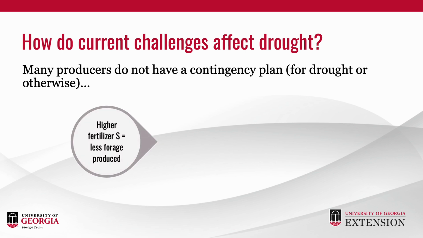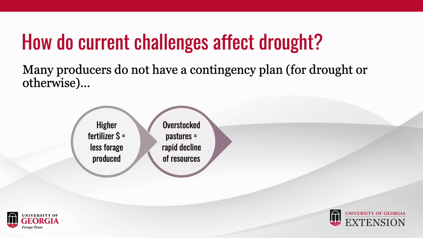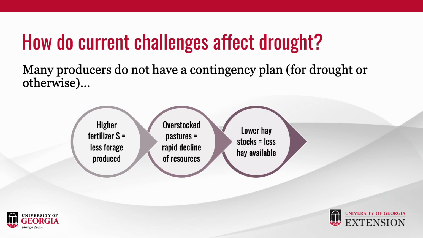As our fertilizer prices are remaining high, we're seeing less forage produced. Our overstocked pastures, especially once we're in a drought, are going to lead to a rapid decline of resources. We know that we have lower hay stocks available throughout the state, especially with the effects of drought setting in early this year.